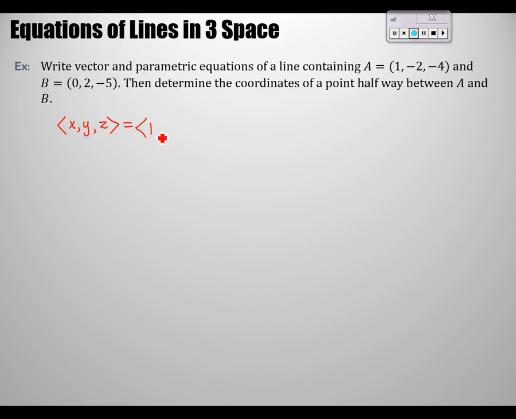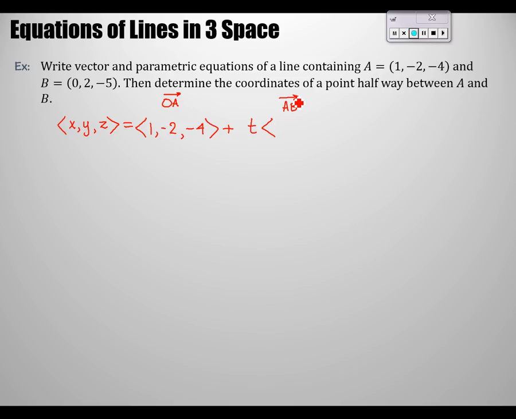Okay, so we'll use the position vector to A. So it's position vector plus t times direction vector. So are we going to make the direction vector be AB? Okay, so here's OA. And we'll do AB just to follow our notation, I guess.